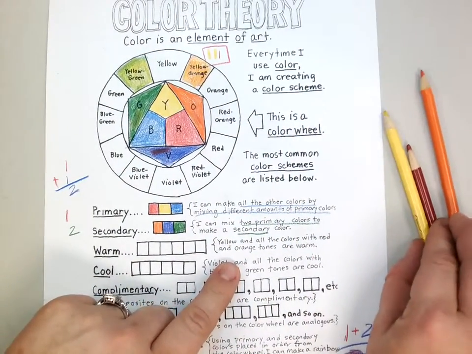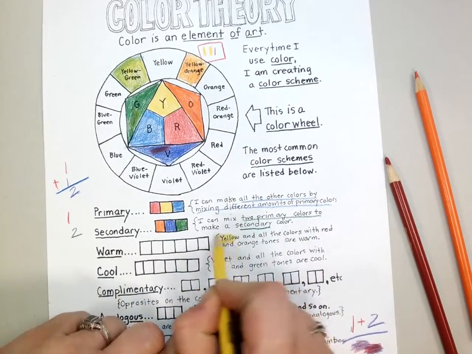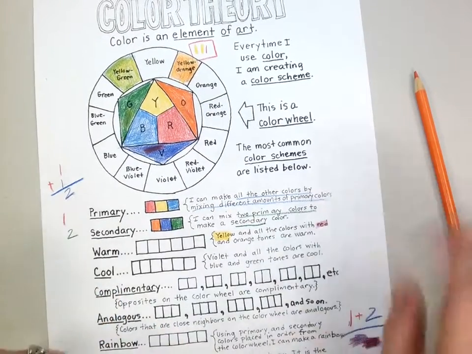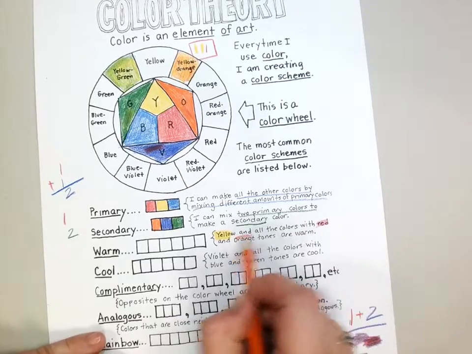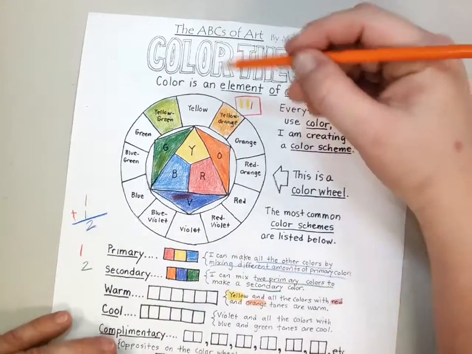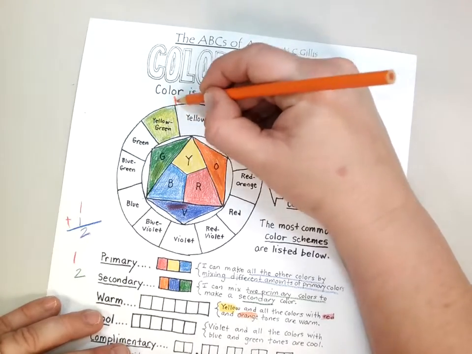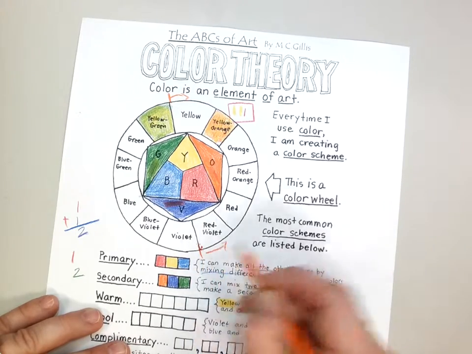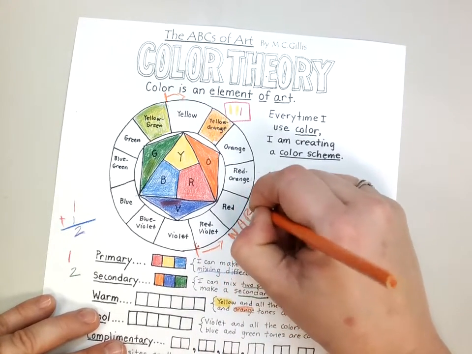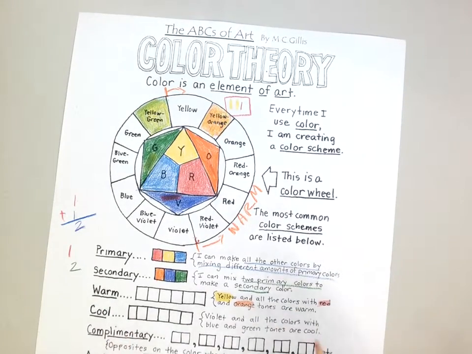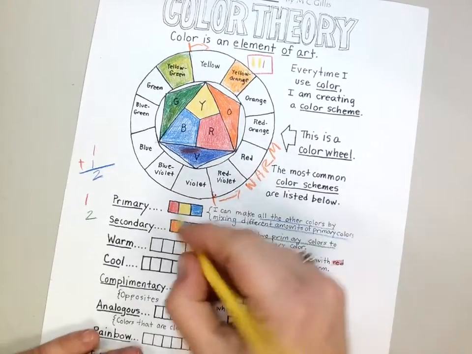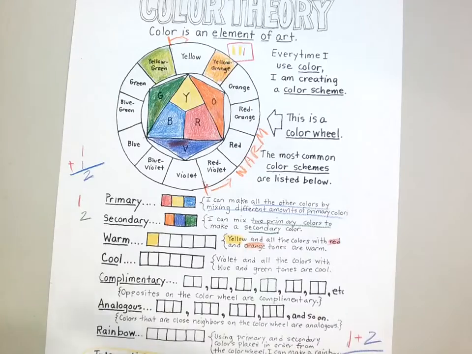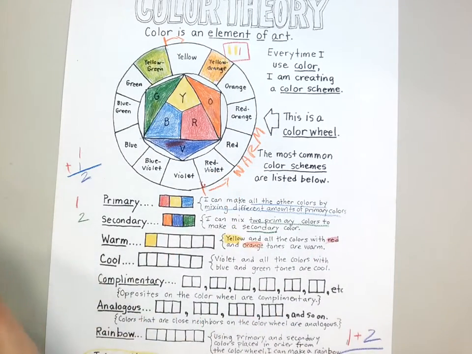Warm colors should make you feel hot, like orange and red and yellow. So warm colors are yellow and all the colors that have red and orange tones in them, which means that all of my warm colors are going to start right here and go all the way to the ones that have the red in them. These are all warm. Okay, so for your warm colors, you'll start with yellow on your colors here, and you're going to take it all the way down to red violet.